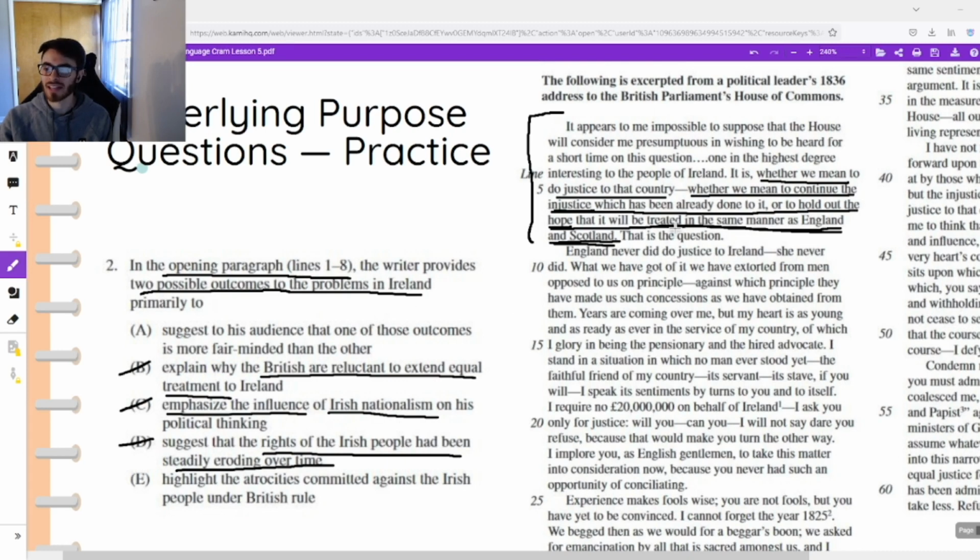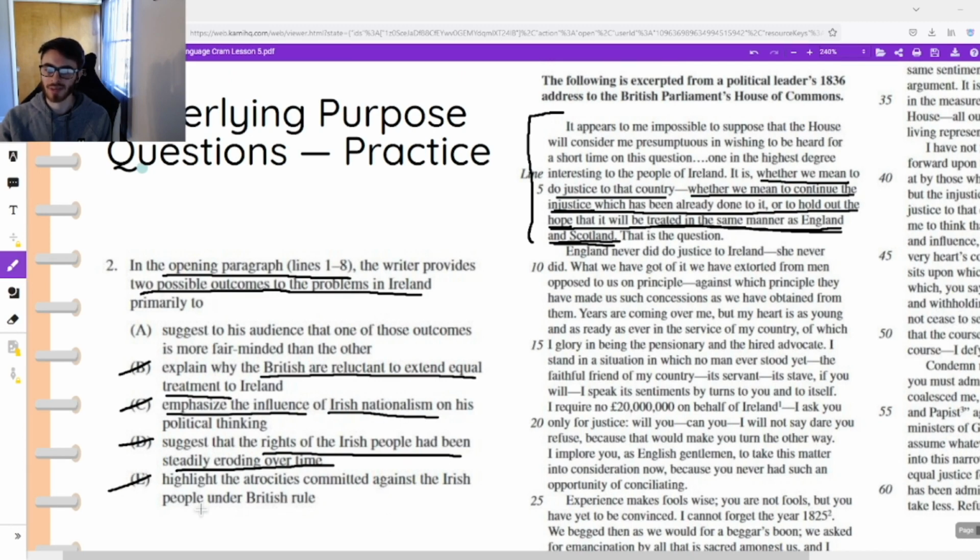D, even if it is sort of true, again, doesn't answer the question. It's not the purpose, even if it is an effect. And D, the writer provides two possible outcomes to the problems in Ireland, primarily to highlight the atrocities committed against the Irish people under British rule.